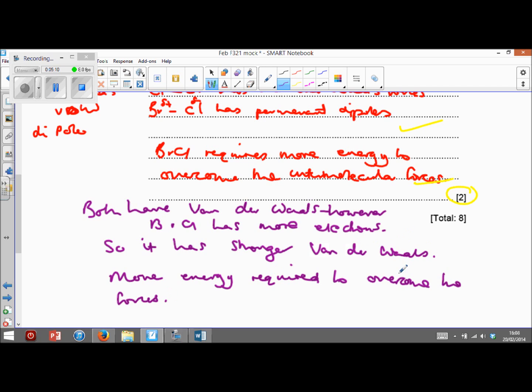And again, you get a mark for saying that and a mark for saying that. There's two different alternatives here that you can use. I would always go for the permanent dipoles, but it doesn't matter because you still get the mark for saying that both have van der Waals forces. But the key point here is saying that BrCl has more electrons, so stronger van der Waals forces. If you didn't say that, you wouldn't have got those marks. Okay, and that's the end of question number 1.